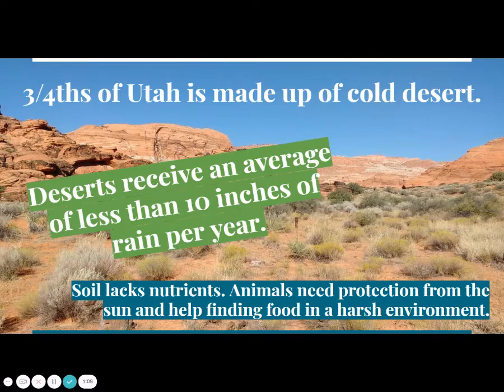Not only do deserts lack rain, their soil also lacks nutrients. This means plants must learn to grow in a harsh environment, and that food is more difficult for animals to find. Animals also must have bodies that help protect them from the hot sun.